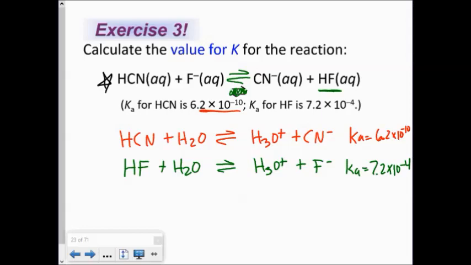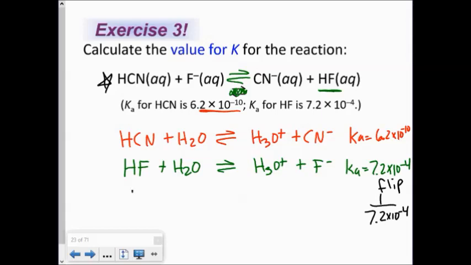We need to do what to the bottom one? Anyone? Flip the bottom one. So we're going to flip this bottom one. What happens to our Ka then? It's 1 over, the reciprocal, right? Just like before, we're going to do the reciprocal.